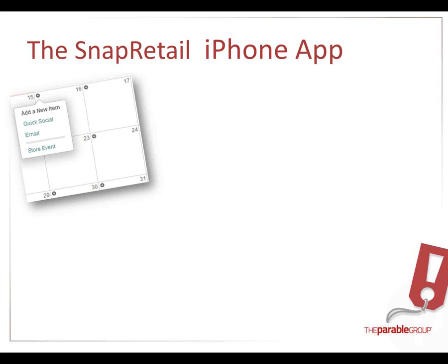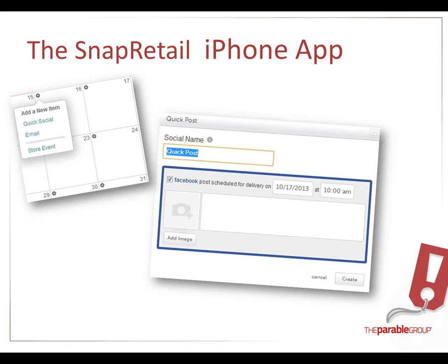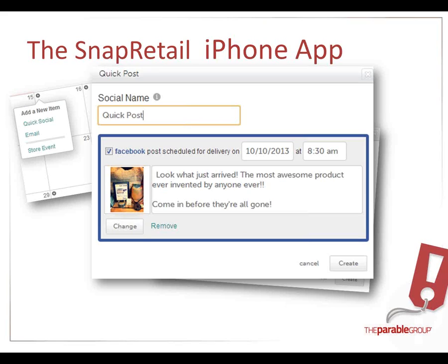So what do we do with these images once we take them with the app? Well, again, there's a snapshot of your calendar. You've clicked on the plus sign and you see the quick social, email, or store event options. What you're going to do is click create a quick social post. You'll type your status update into that box and you'll post away. As you notice, it's pretty simple. You just click, and then fill in some blank forms. And you see there that I have posted the most awesome product ever.